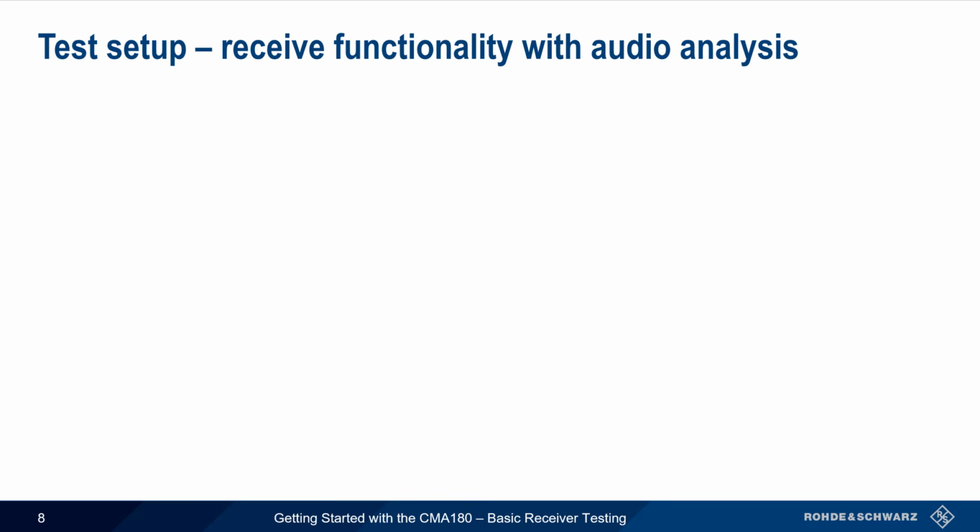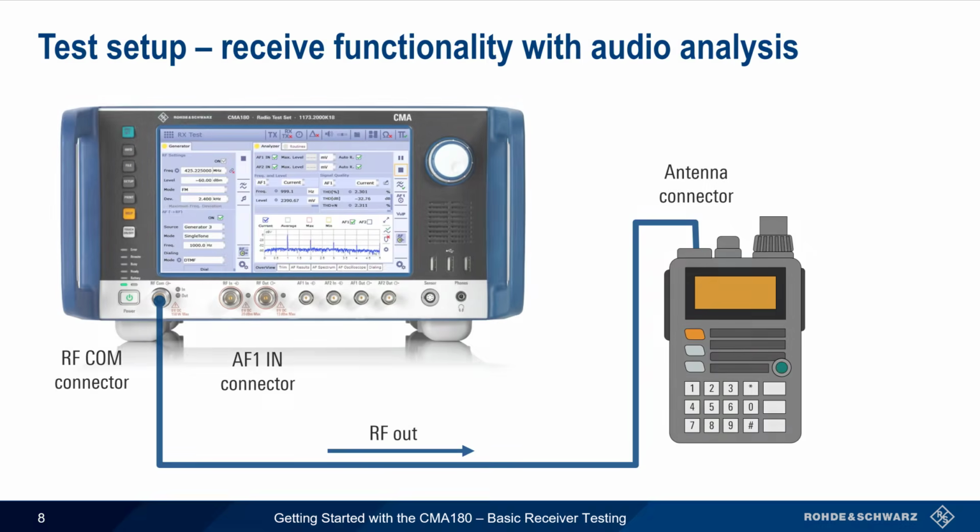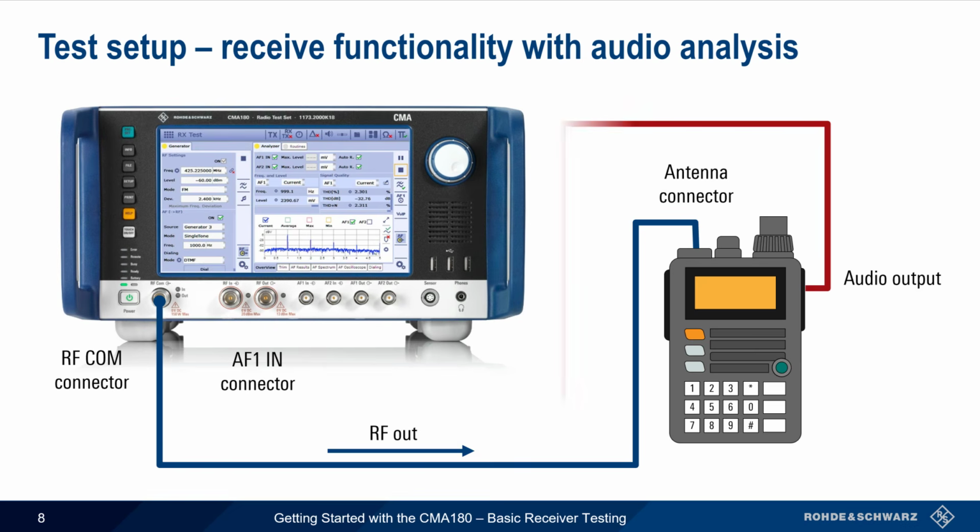Next, let's look at audio analysis. Our test setup for audio analysis is the same as for basic receiver testing, except that instead of testing the audio by ear, we route the audio output of the radio to the AF1 in connector on the CMA180. Most radios have some kind of jack or port which can be used for audio output, but it may be necessary to wire an appropriate cable to connect this output to the BNC connector on the CMA180.